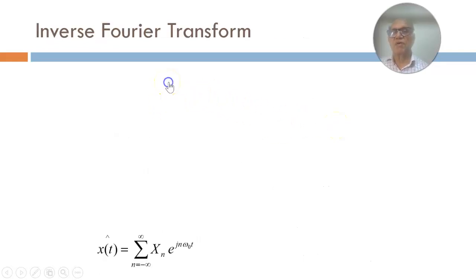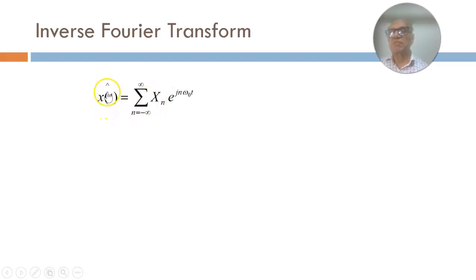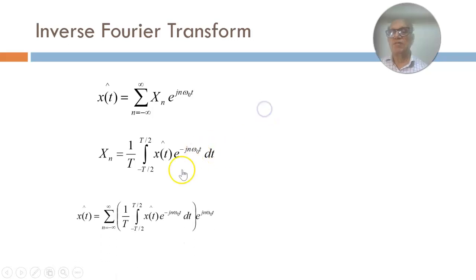Inverse Fourier transform. So again we start with the expression for x hat(t), which is a periodic signal, and as we studied last time, it is given by the sum over n equal to minus infinity to plus infinity of Xn e raised to j n omega naught t. Now Xn we already know is 1 by T, integral from minus T by 2 to plus T by 2 of x hat(t) e raised to minus j n omega naught t dt. So what we do is we substitute for Xn from here. So what we get is x hat(t), this sigma remains. For Xn you substitute this entire integral, and of course this remains as it is.